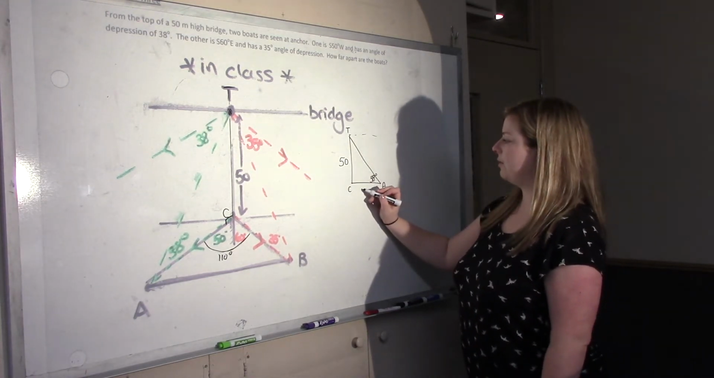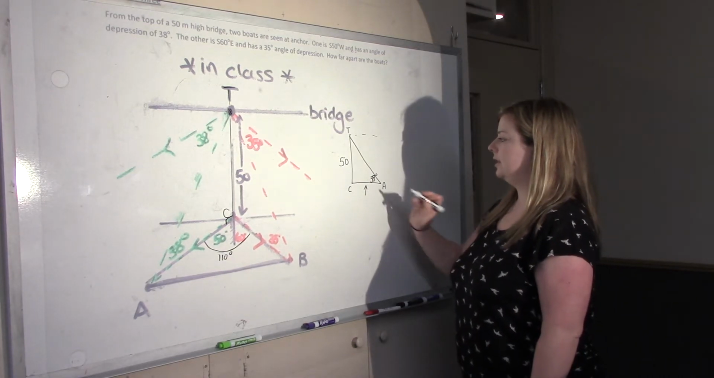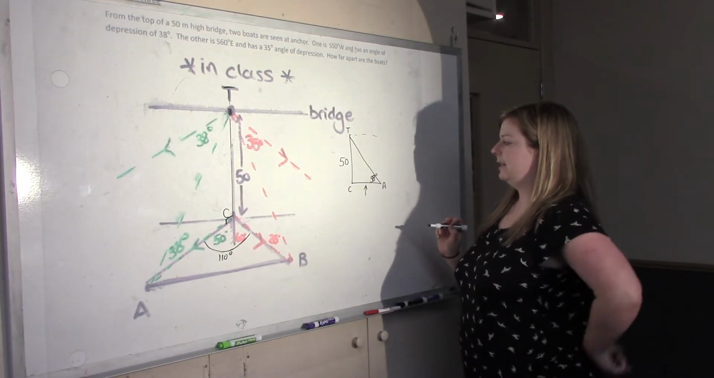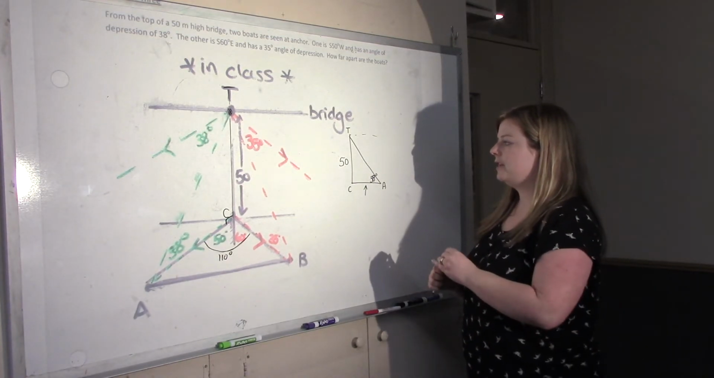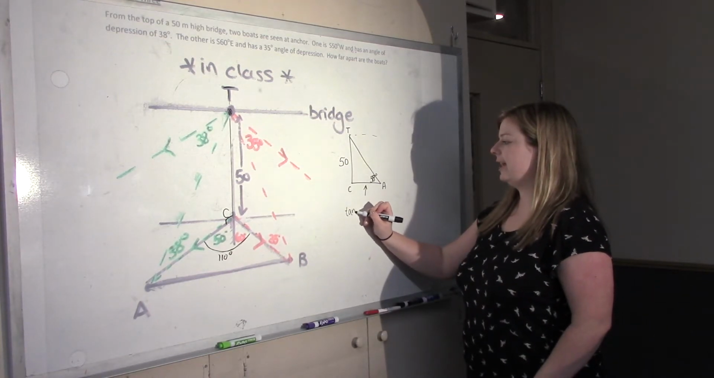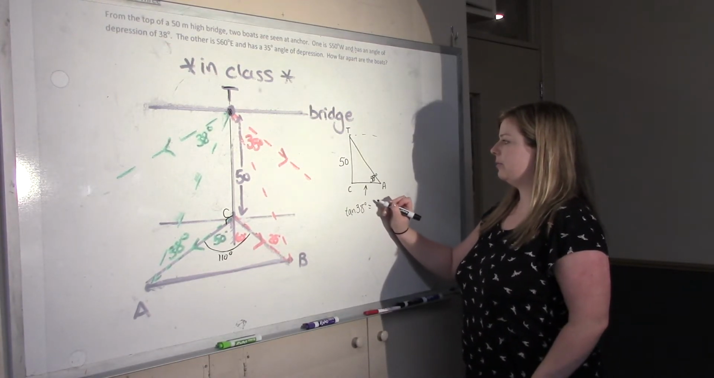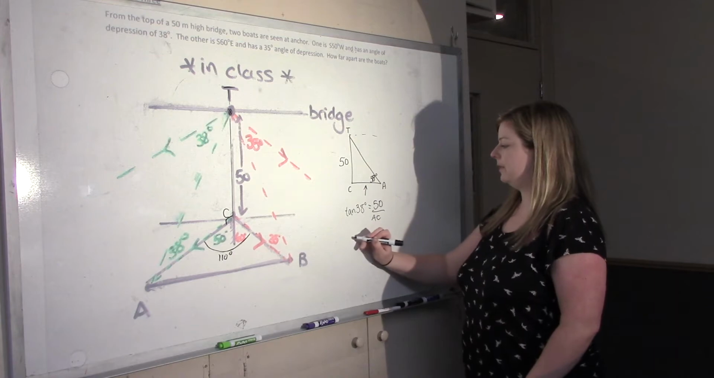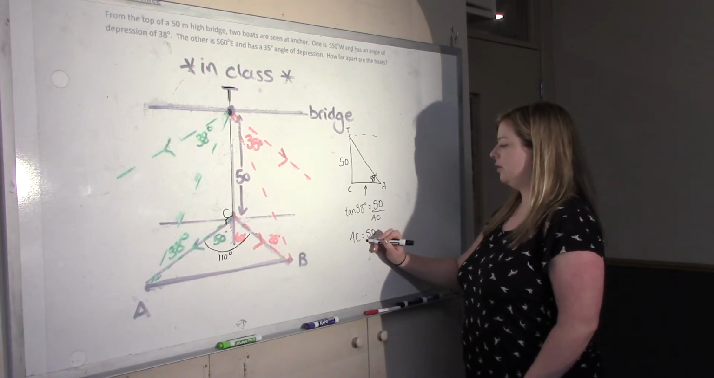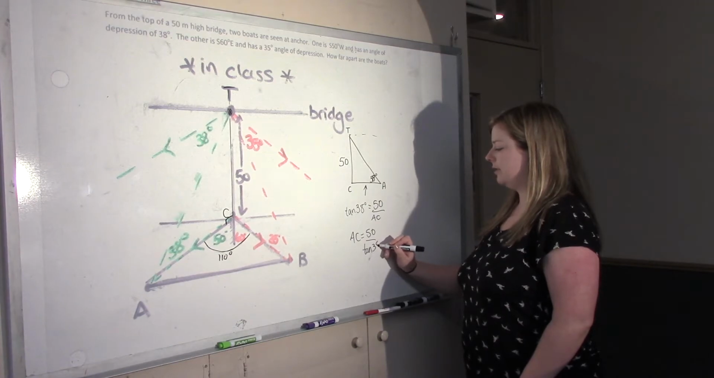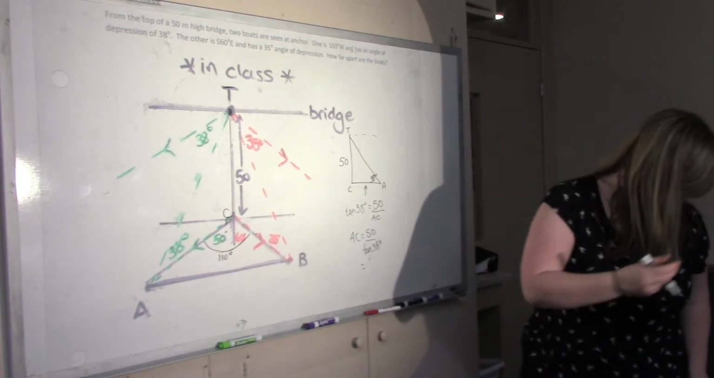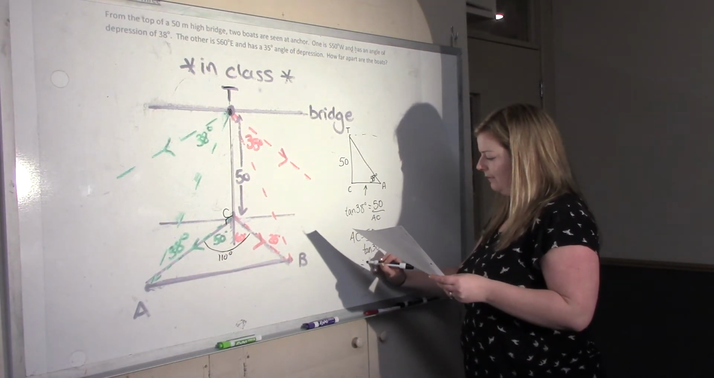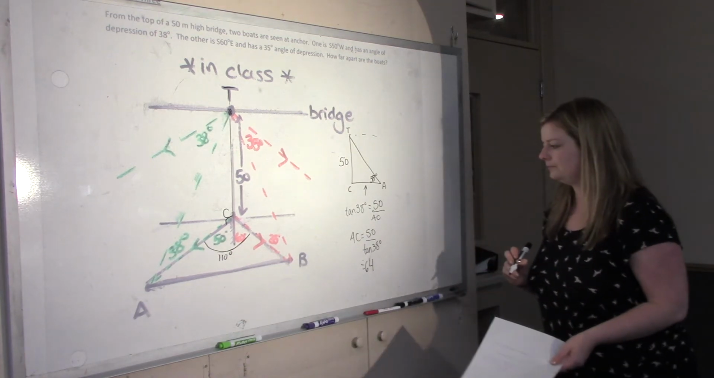And so therefore I can find this length using SOHCAHTOA. So I know the opposite, and I want to know the adjacent, so I can use tan. So tan of 38 degrees equals the opposite, 50, over AC, which is what I want to know. So AC is equal to 50 over tan of 38 degrees. So my AC is equal to about 64. Okay, it rounds up to 64.